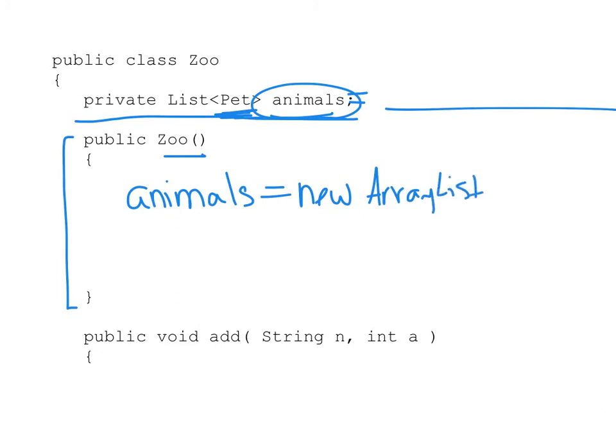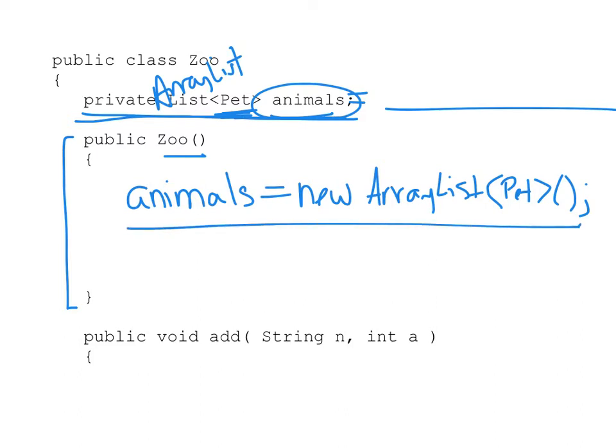Oh, they did list. I forgot to fix that. Sorry, it should be array list. They've taken that out of the curriculum. So then array list pet, and then the parentheses and semicolon. This part, every time you have an array list as a field, needs to be in the constructor. Please remember that. That needs to be there: the parentheses, the semicolon, the name of the class, etc.